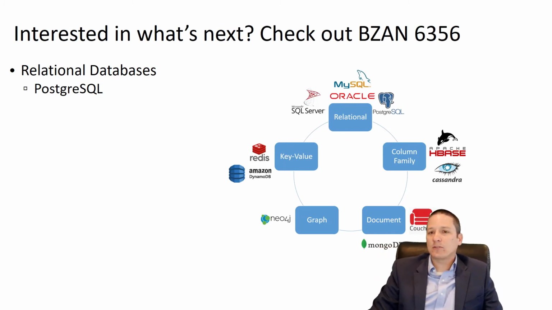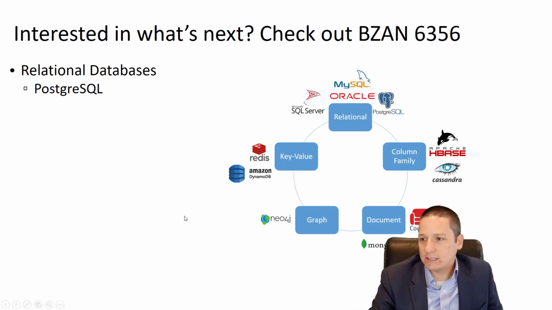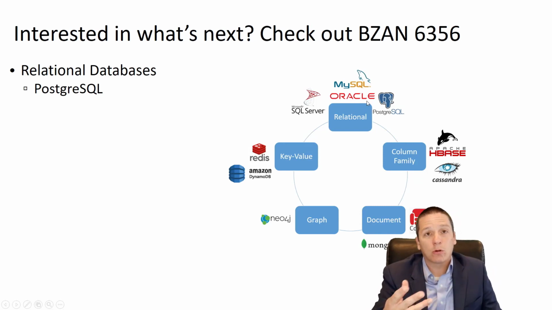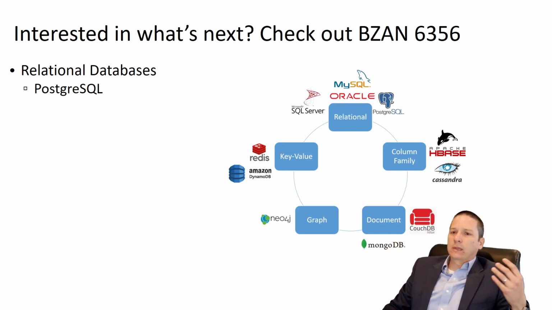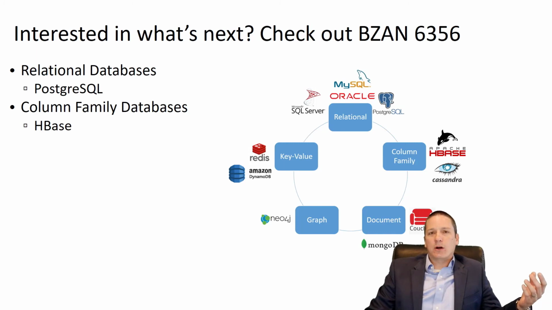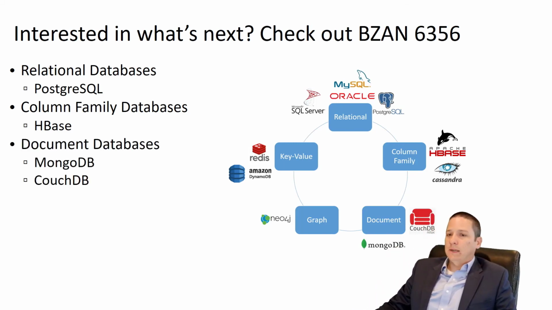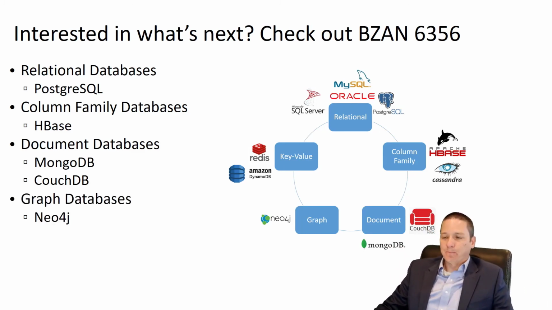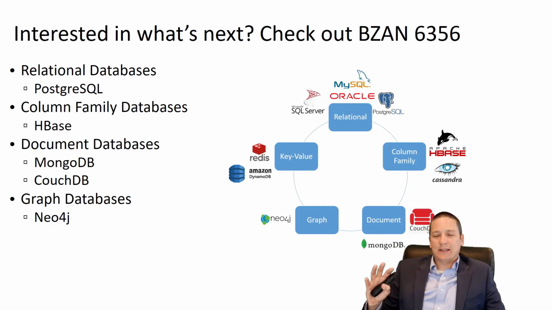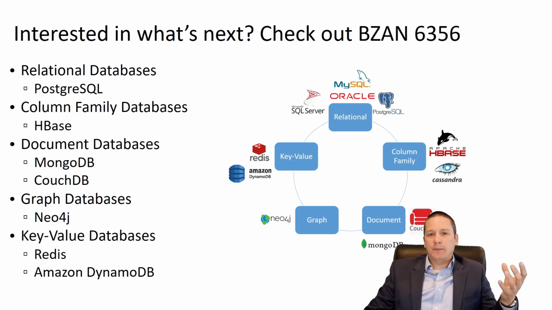But we'll be talking about another relational database, PostgreSQL, which is in this relational database space, along with Oracle, which we talked about, of course, in this class. So we'll be looking at some additional relational database functionality. We'll talk about the other four current genres of database management systems: the column family database, two document databases, MongoDB and CouchDB, a really interesting type of database known as the graph database. We'll be looking at Neo4j, and then key value databases, in particular Redis and Amazon's DynamoDB.